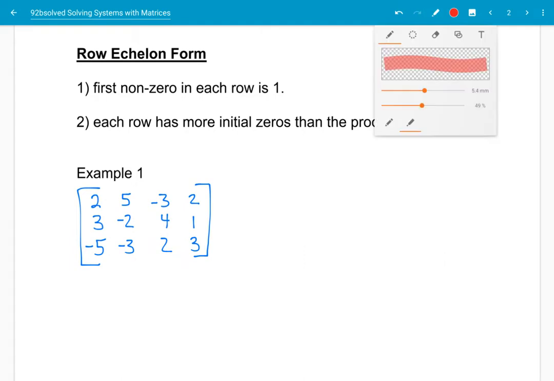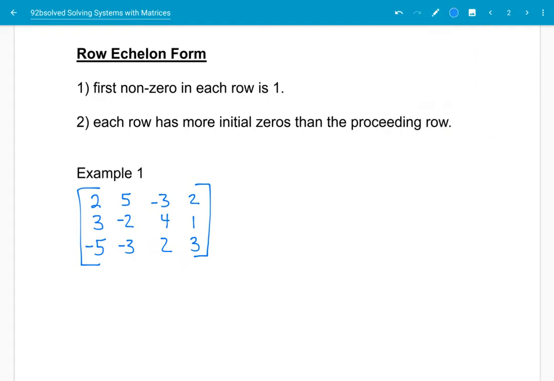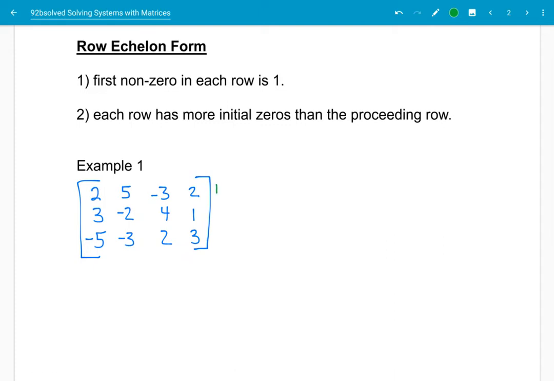Let me go back to stylus view and change colors. There we go. I need a 1 to start. I could divide by 2. Instead of numbering the equations, we call it row 1, and so on. I could divide row 1 by 2, but look what happens. I have a 5. I'd end up with 5 halves, negative 3 halves, and a 1. I don't want to do that. As much as I can, I want to avoid fractions until the very end.